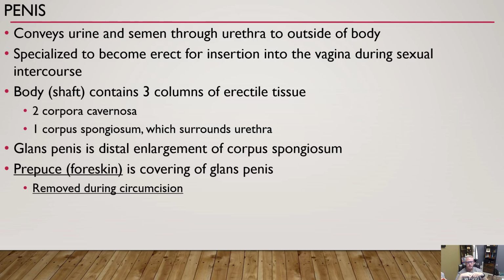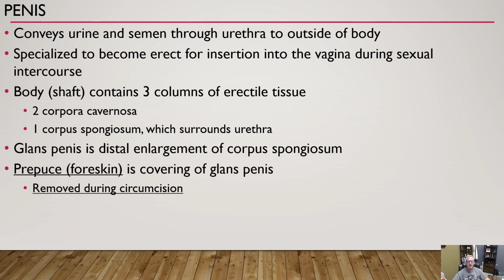And when we look at the penis, we can divide the shaft into 3 columns of erectile tissue. We have 2 columns of the corpora cavernosa and 1 column of the corpus spongiosum. That spongiosum kind of surrounds the urethra. And we'll look at that on the next slide.